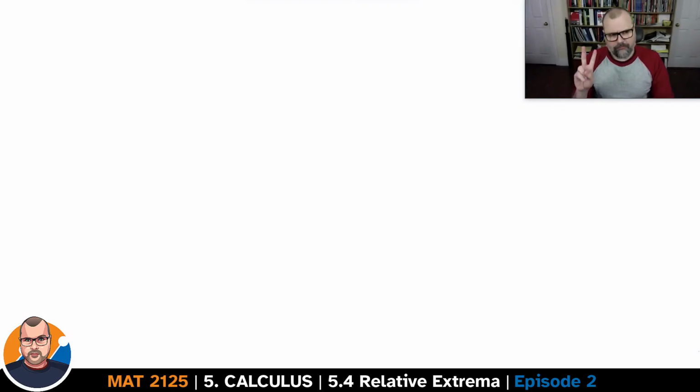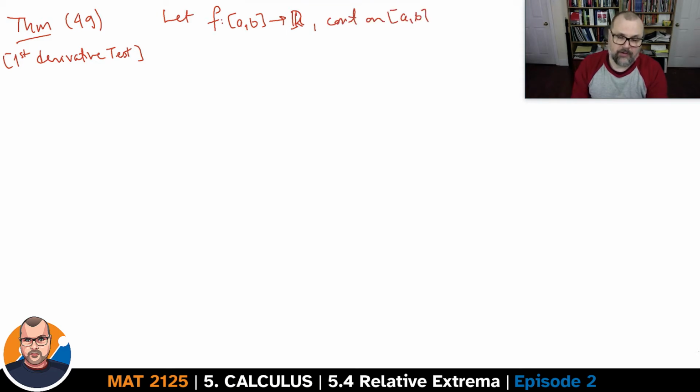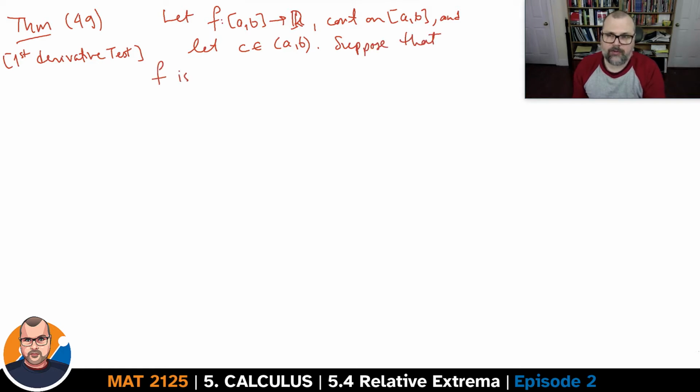This leads us to two very important results. The first one is a result you'll recognize from calculus. It is the first derivative test. So you have a function f in some interval ab, continuous on ab. Let c be some point in the interior of the interval ab. Suppose that f is differentiable both on ac and on cb.